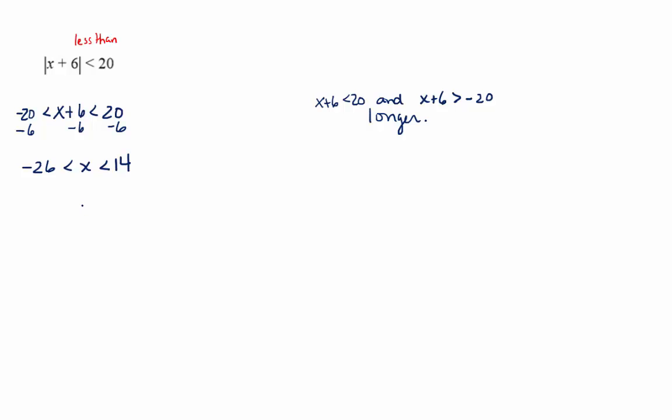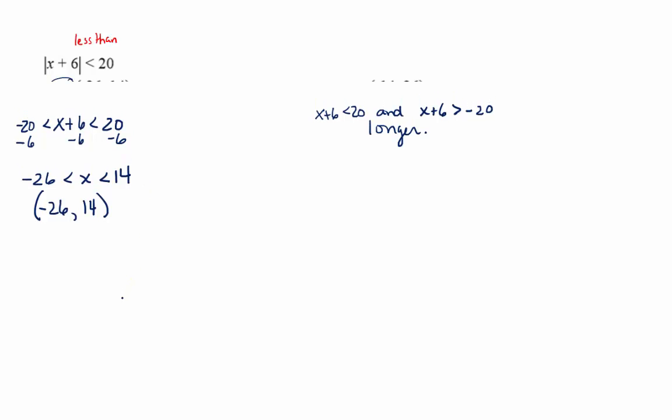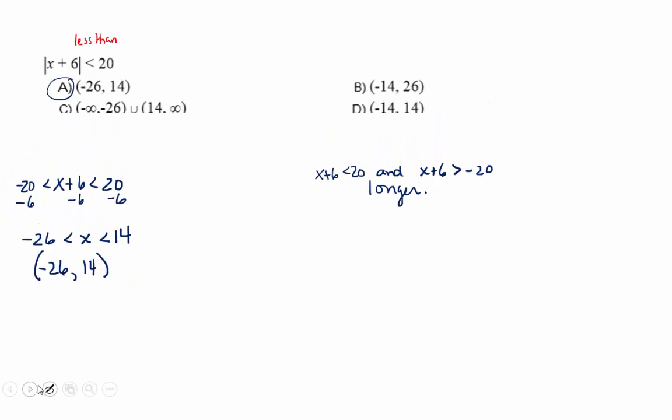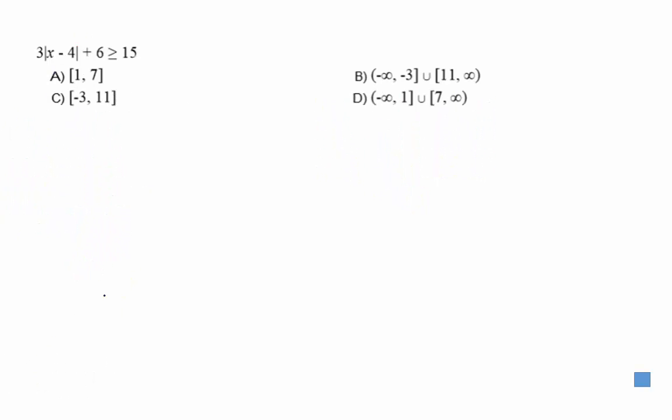What interval are we describing here? Interval A, good. The interval from negative 26 to 14. How do we know that it doesn't have brackets on it? No equal to. No equal to, that's right. Okay, any questions about that one? All right, at your desk, solve this one.